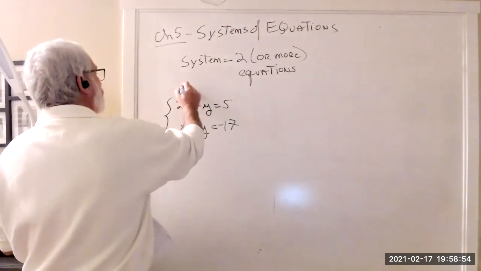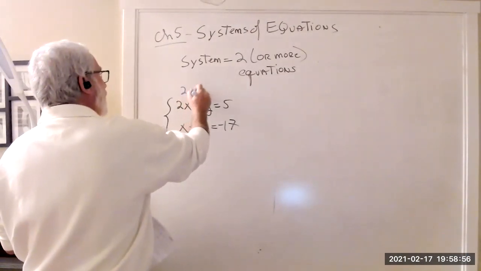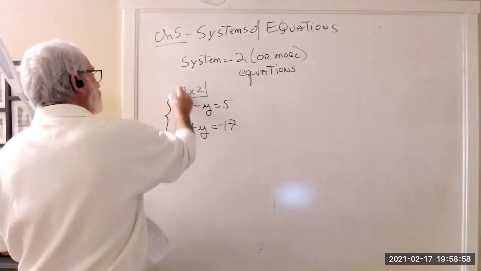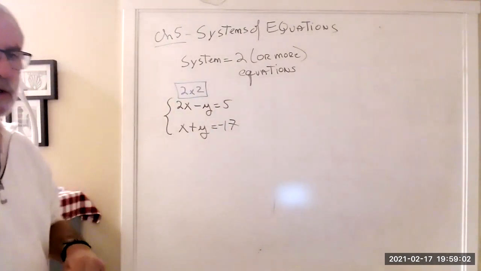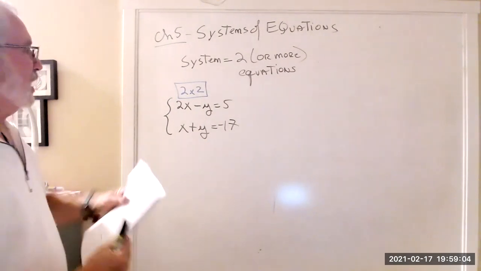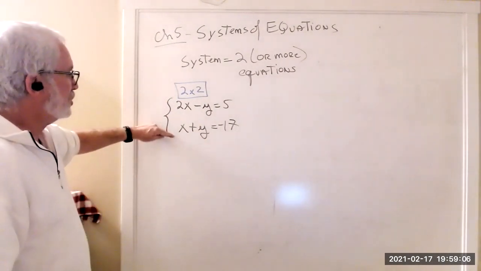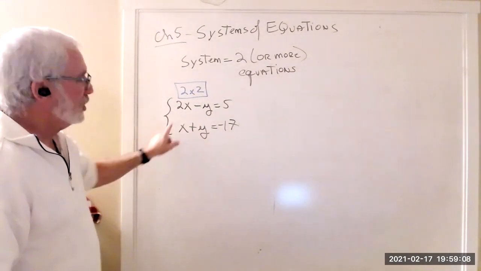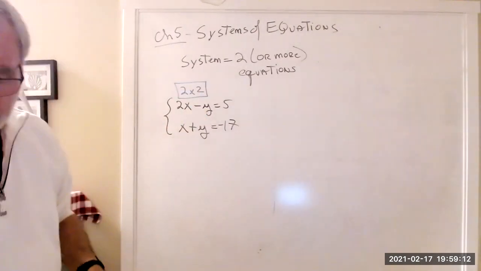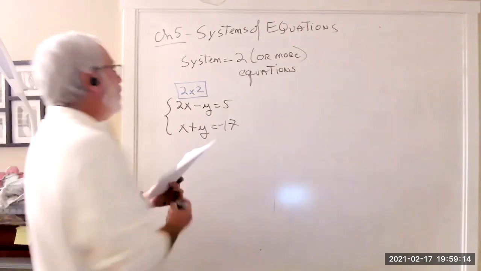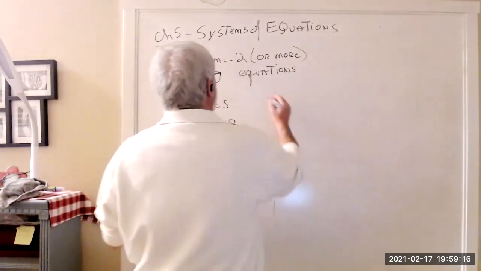This is called 2 by 2. We write 2x2, but we say this is a 2 by 2 system. That means it's got two equations and two unknowns, two variables. This is a 2 by 2. Okay. This one, another example.